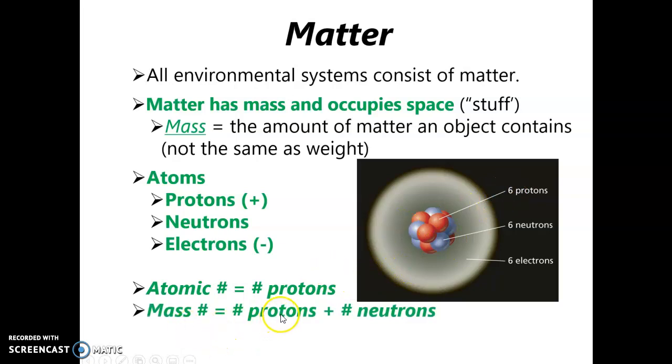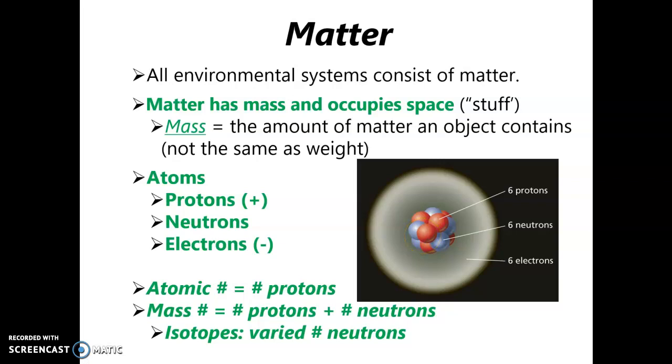Mass number is the number of protons plus the number of neutrons. We're not going to deal with that so much, but just so you know what those numbers mean on a periodic table. So we will deal with atoms and their 3 major components, and atomic number, which is the number of protons, and we'll also deal with isotopes. Isotopes are formed by having a different number of neutrons.